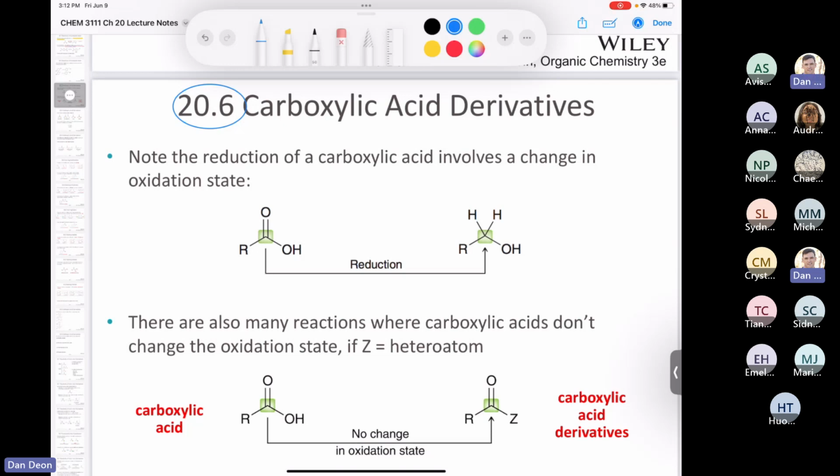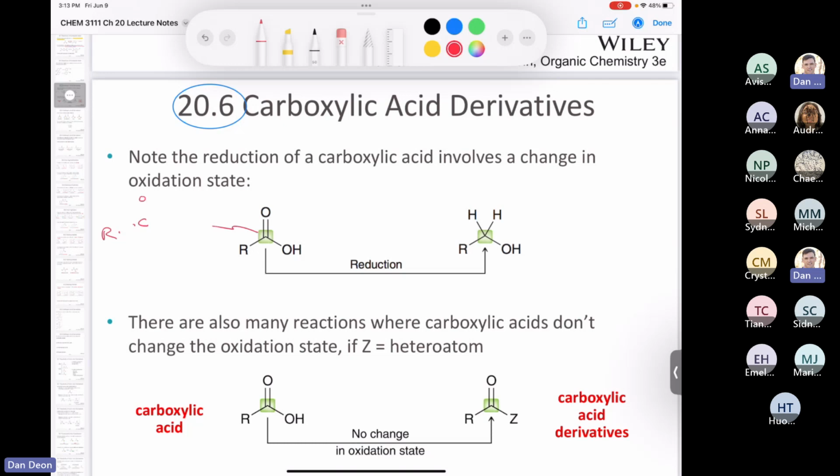And something that you might have noticed, when we do the reduction of a carboxyl group to an alcohol, it involves a change in oxidation state of the carbon. So if you remember, we went over oxidation state in chapter 12. So this carbon, right, if you break all these bonds heterolytically, you have R, and then you have the carbon, there's each split an electron.